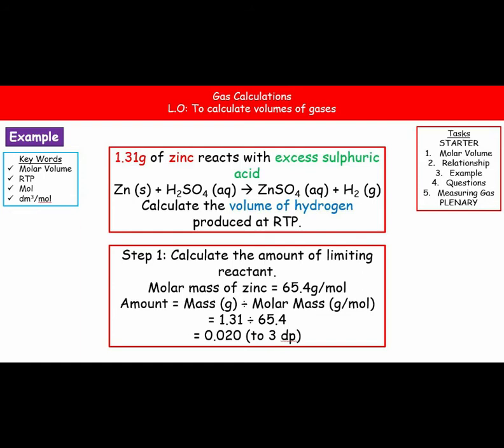Then we go back to that equation we've used in this topic and back in C3 to calculate the amount in moles. We do the mass in grams divided by the molar mass. In this case, our question tells us we've got 1.31 grams of zinc. So it'd be 1.31, our mass in grams, divided by 65.4, the molar mass of zinc. Put that into your calculator and you'll come out with 0.020 to 3 decimal places.